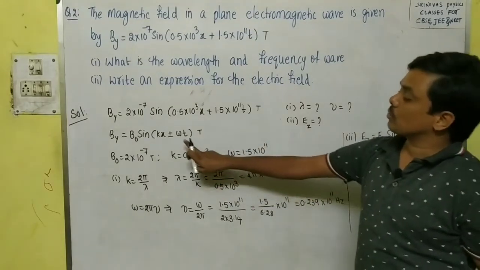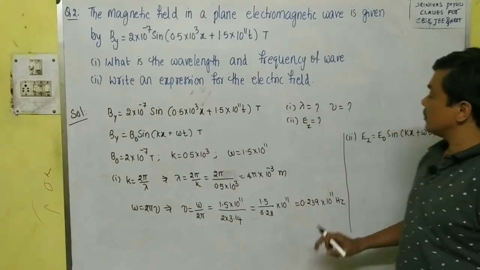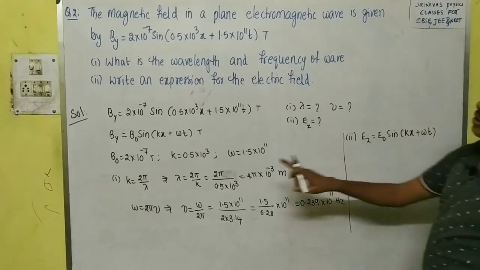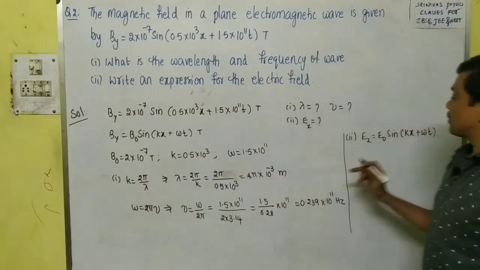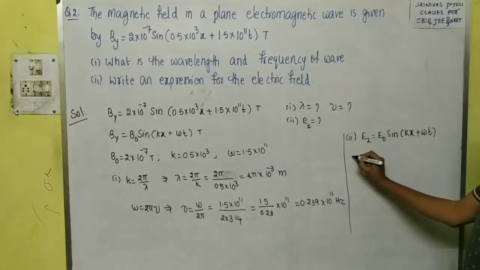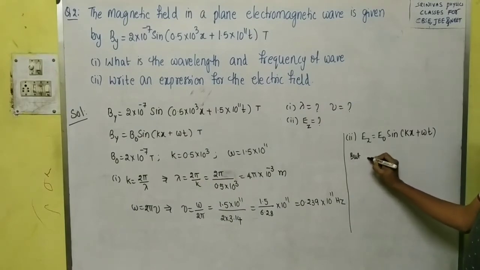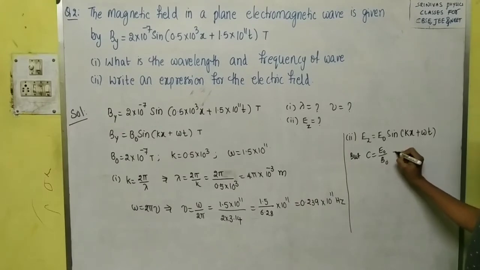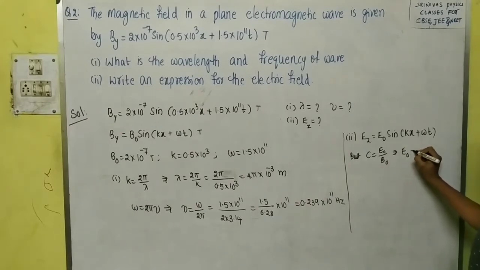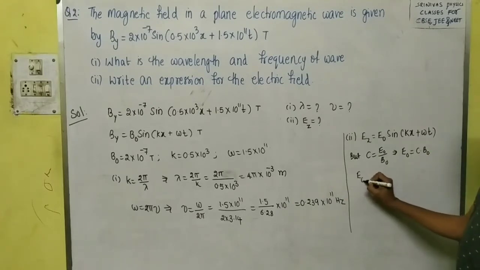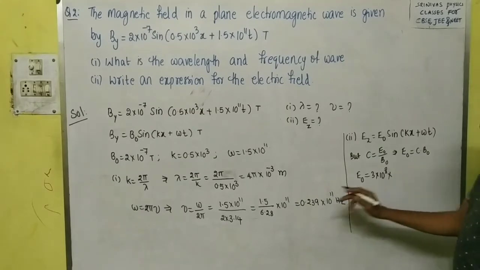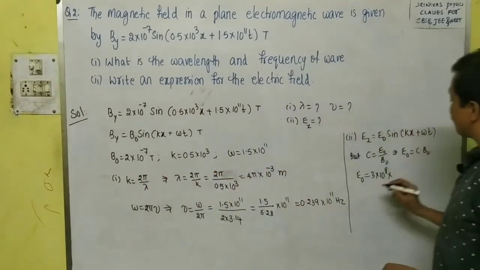But here we have to calculate E0. When you know B0, it is very easy to find E0. Why? Because we know c = E0/B0. From that we write the E0 formula, that is c × B0. Then E0 we will get, where c is 3 × 10^8 and the B0 value is 2 × 10^-7.